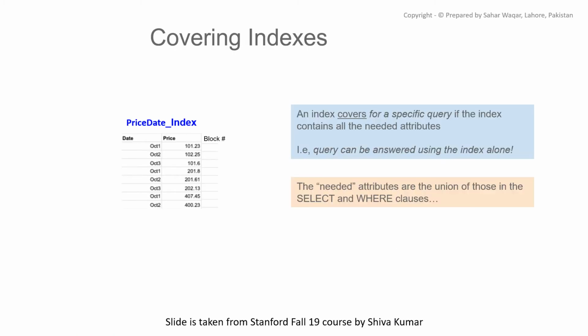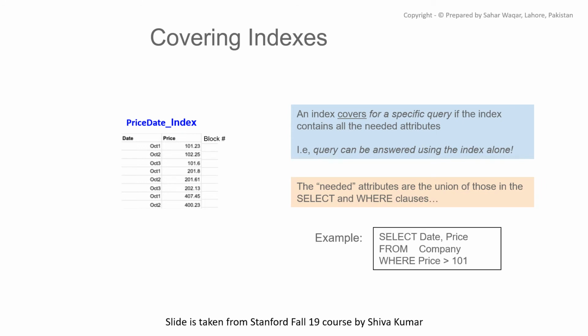If our index contains enough attributes that are used in the select and where clauses, then there is no need to bring all the data to resolve the query. The index alone can be used for providing the results. Just like the example discussed here, we have an index on price and date attributes, and the query uses only the date and price attributes. So our index alone can answer this query. Such indexes are called covering indexes.